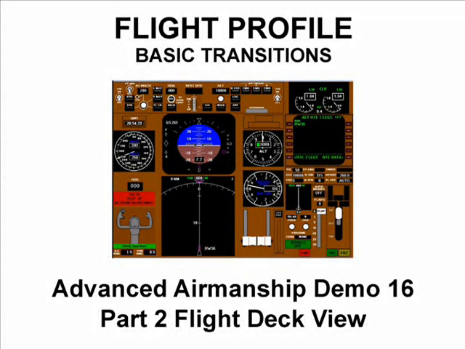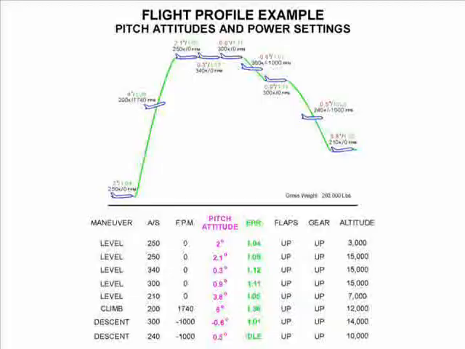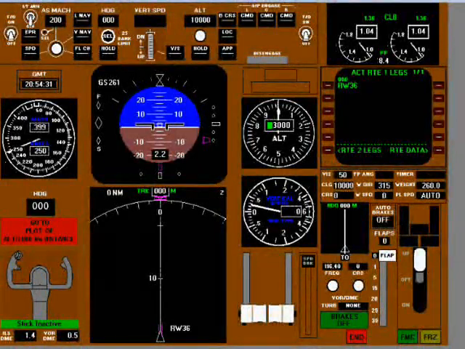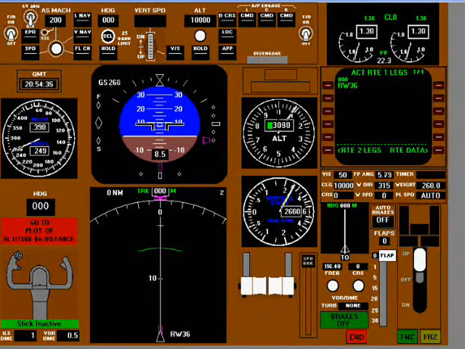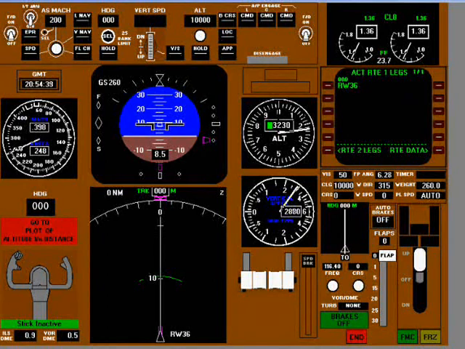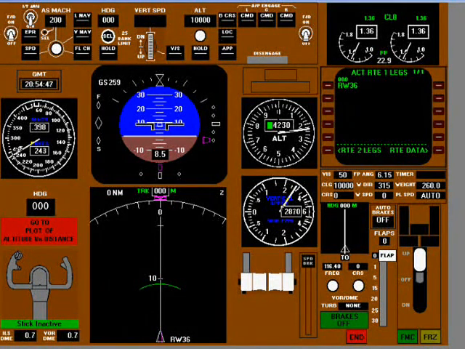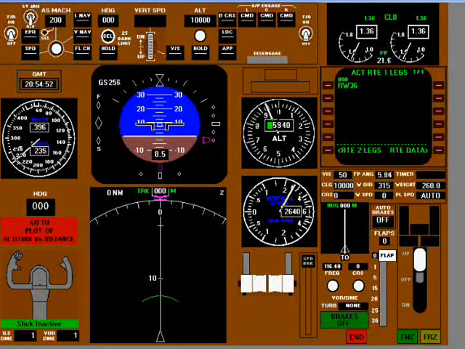This is demonstration number 16, part 2. Using the flight deck view, it flies a complete flight illustrating the pitch transition rules shown in demonstrations 9 through 14. We will now enter a climb, setting both pitch attitude and power at the same time. The airspeed is gradually decreasing toward its target value of 200 knots.